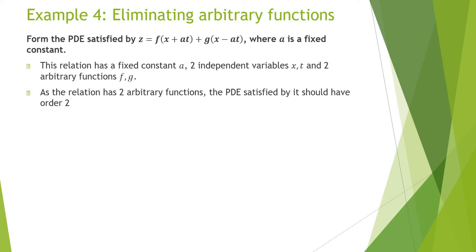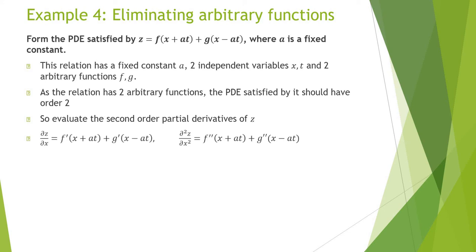Now there are two arbitrary functions, so the PDE satisfied by this relation should have order 2. So evaluate the second order partial derivatives of z. Dou z by dou x is f dash of x plus at plus g dash of x minus at. Dou square z by dou x square equals second derivative of f evaluated at x plus at plus the second derivative of g evaluated at x minus at.